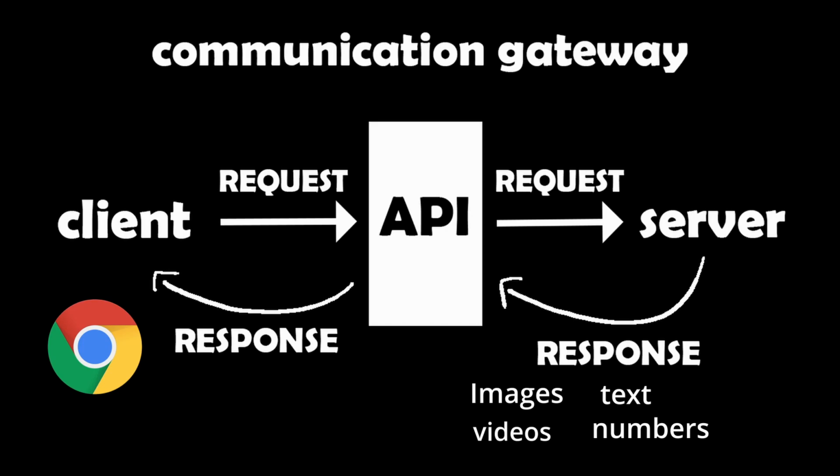So this is all about an API. It basically defines a set of rules and acts as an intermediary that allows two applications to talk to each other. Now that we know what an API is, let's understand the term REST.